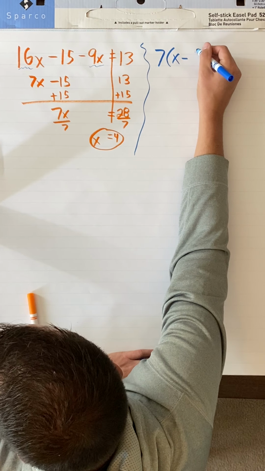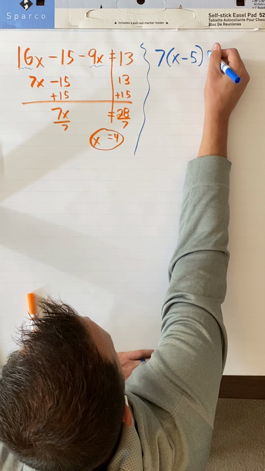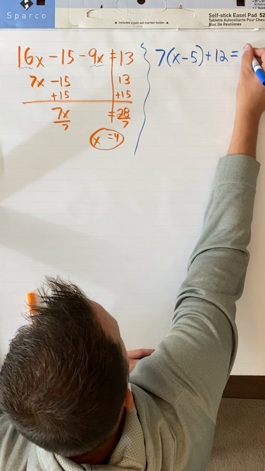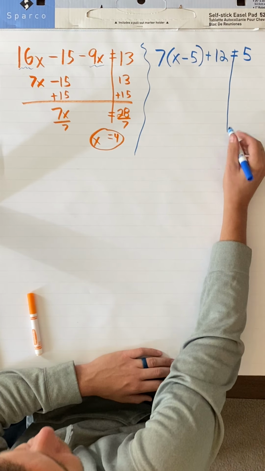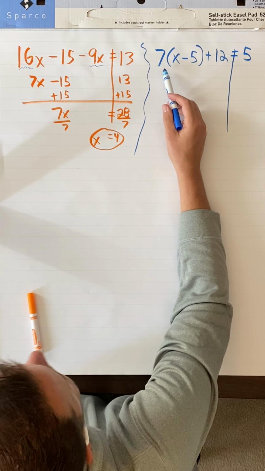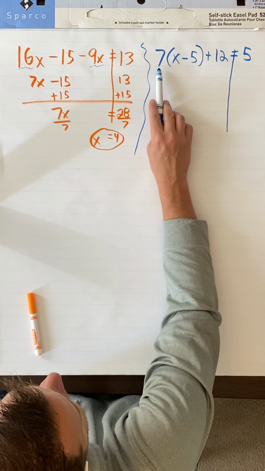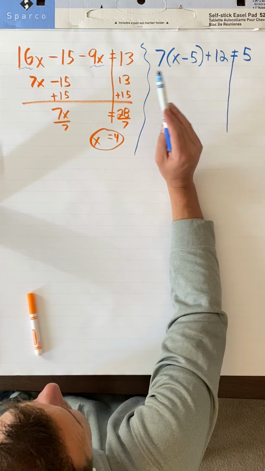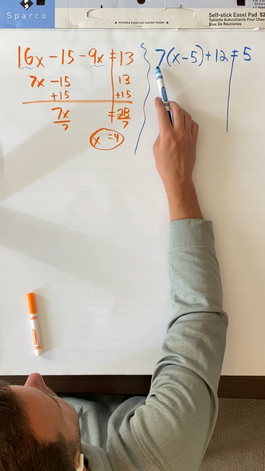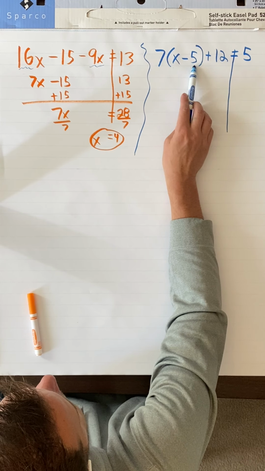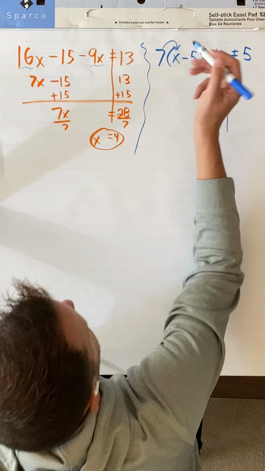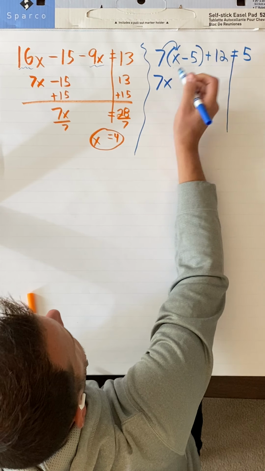Seven times the quantity x minus 5 plus 12 equals 5. All right, there's a lot to unpack here. The first thing we want to look at is this. To solve this, to get this out of parentheses, we have to use distributive property. Remember, all distributive property is we're going to take whatever's on the outside, multiply it by both terms on the inside. So we're going to do 7 times x is 7x.